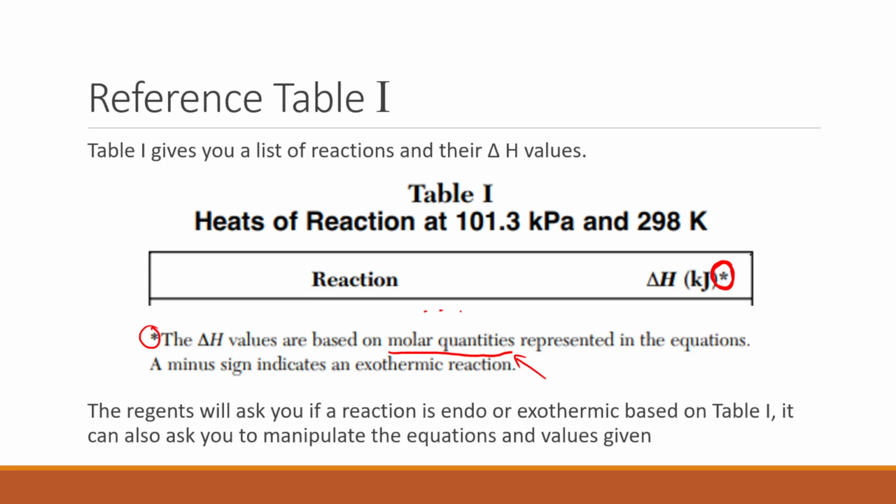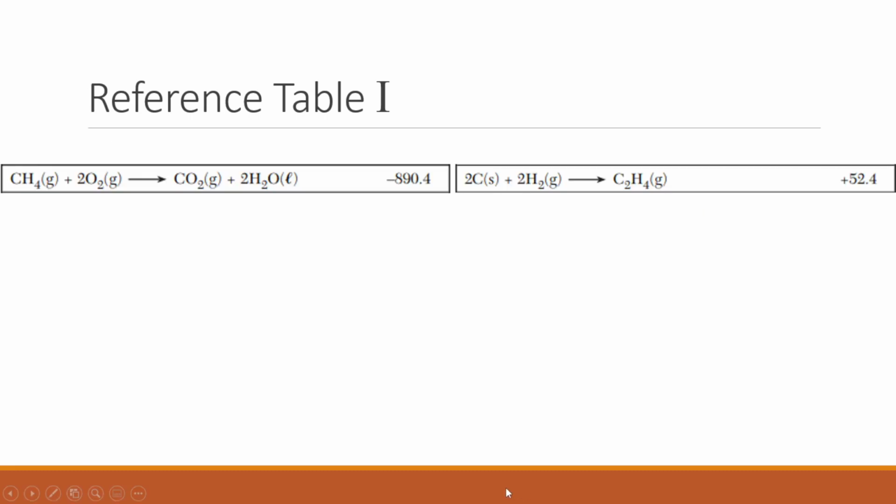But first, I have pulled out for us two pieces of table I. Just two rows of table I. This shows us an exothermic reaction. Negative delta H is exothermic. And this shows us an endothermic reaction. A positive delta H is endothermic.